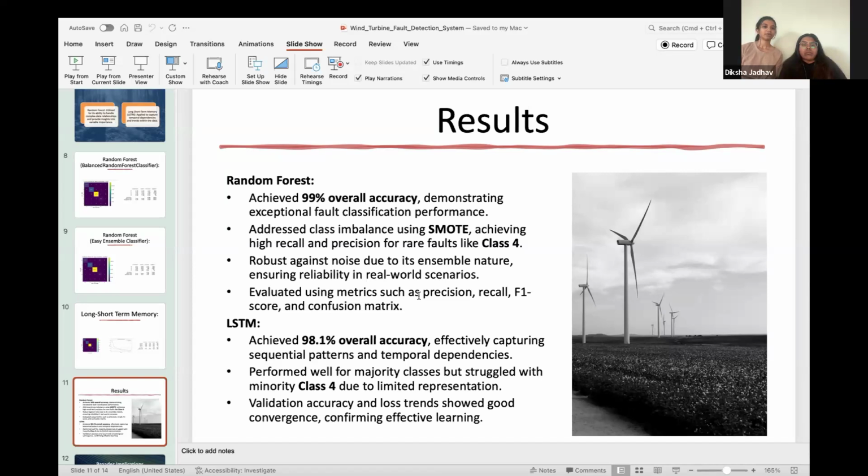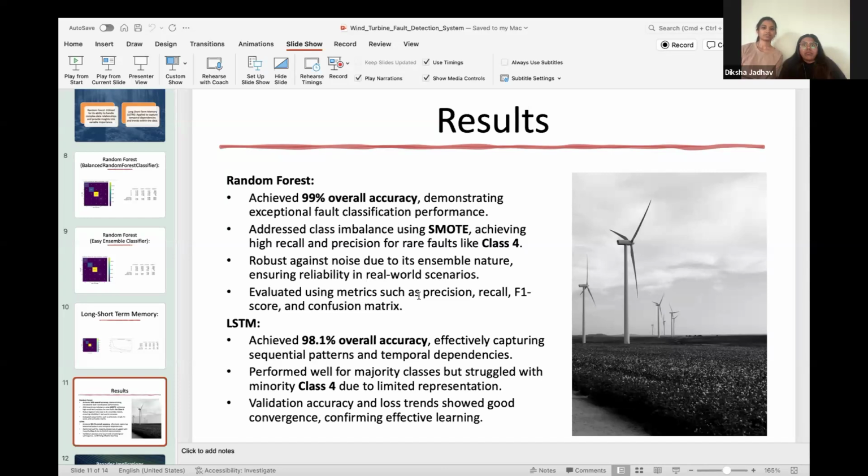And talking about the LSTM model, we have achieved 98.1% accuracy overall, which effectively identified sequential patterns throughout the data. Also, while LSTMs excelled with the majority of the classes, they also faced challenges with minority classes, underscoring the importance of class balancing. Both methods demonstrated good convergence during training, as evident in the loss over epochs graph we have seen. This indicates that the models were not overfitting and could generalize well to new data.